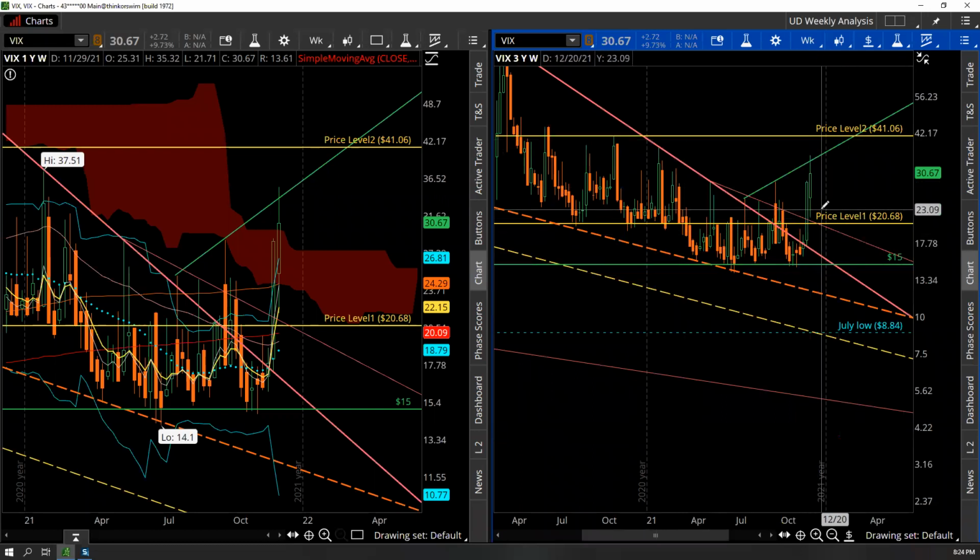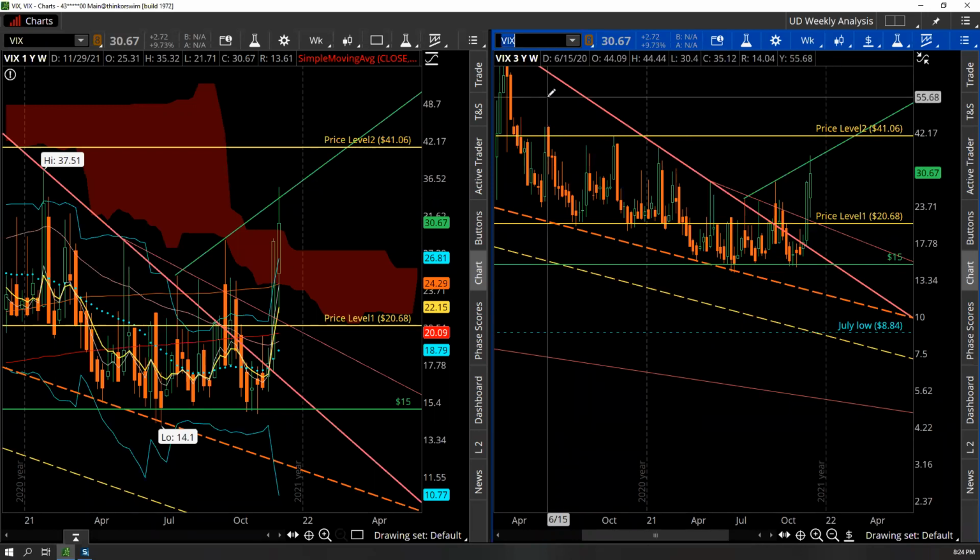Anything above 20 is a reason for concern. Would want that to come below 20, and as soon as that comes below 20, you can also take it as a signal that the market is ready for a slow grind higher again. Okay, so that is typically what happens.